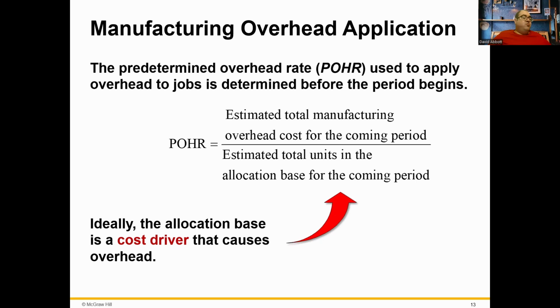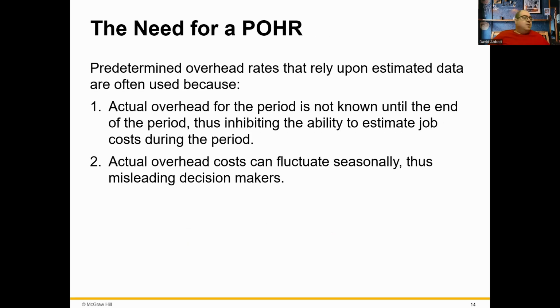Ideally, the allocation base chosen should be the cost driver for the overhead. So again, if what you're doing is very labor intensive, then you could use either labor dollars or labor hours. As we know, a lot of production nowadays is done via automated means. So then you would not want to use either labor hours or labor dollars. You would want to use machine hours, because you're using a process that is highly automated. That's what you're going to look at, your cost driver, to figure out what your allocation base is going to be. All right.